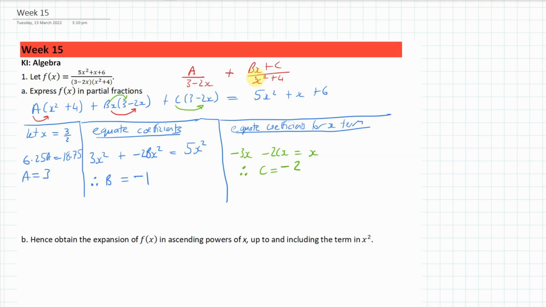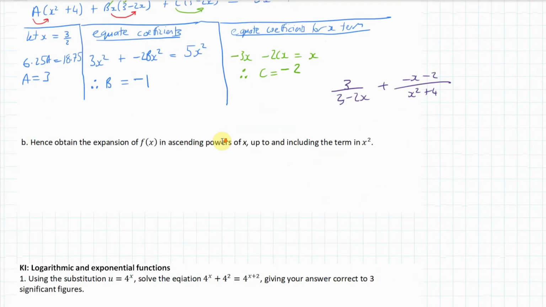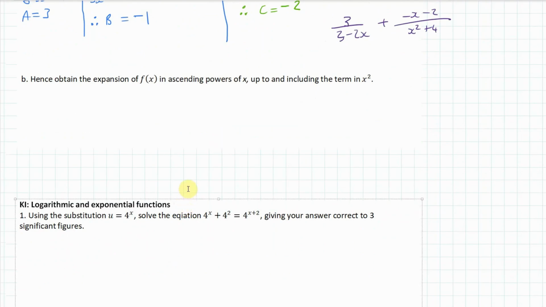And so at this point we've got everything we need. We've got 3 over 3 minus 2x plus negative x minus 2 all over x squared plus 4. So far so good. Now we've got to obtain an expression for the expansion of this in ascending powers.